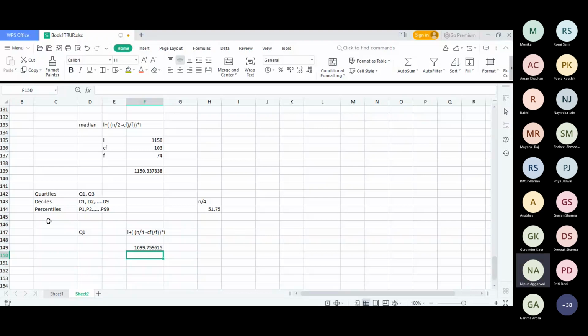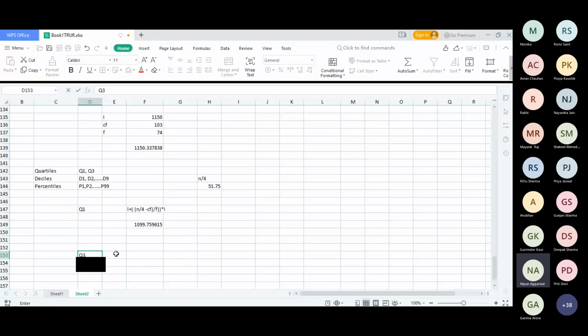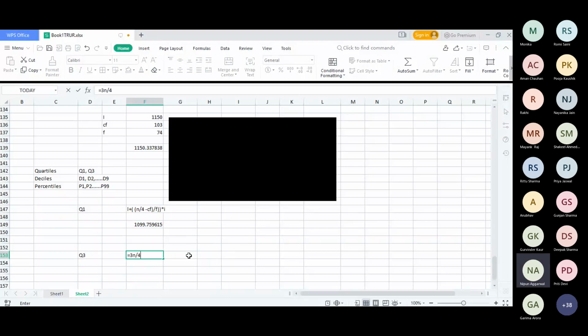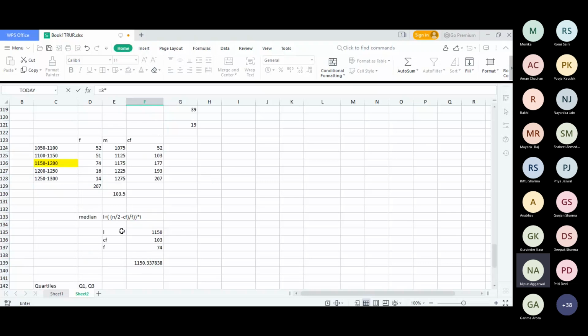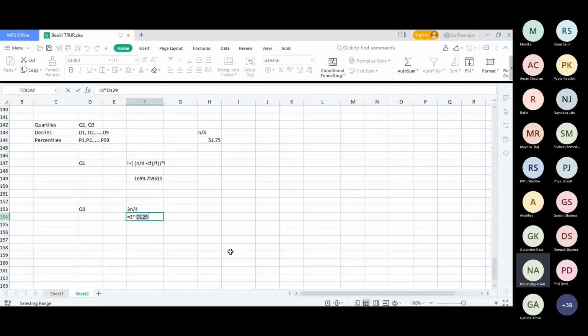And let's suppose now we want to calculate Q3. So what is the difference in Q3 now? Q3 we want to calculate. So Q3 becomes 3n by 4, because Q3 stands for 3n by 4. So n by 4 stands for Q1, because it is Q3, so it becomes 3n by 4. So now we calculate 3n by 4, which will be equal to 3 multiply by 207, 3 into 207 divided by 4, so that is 155.25.